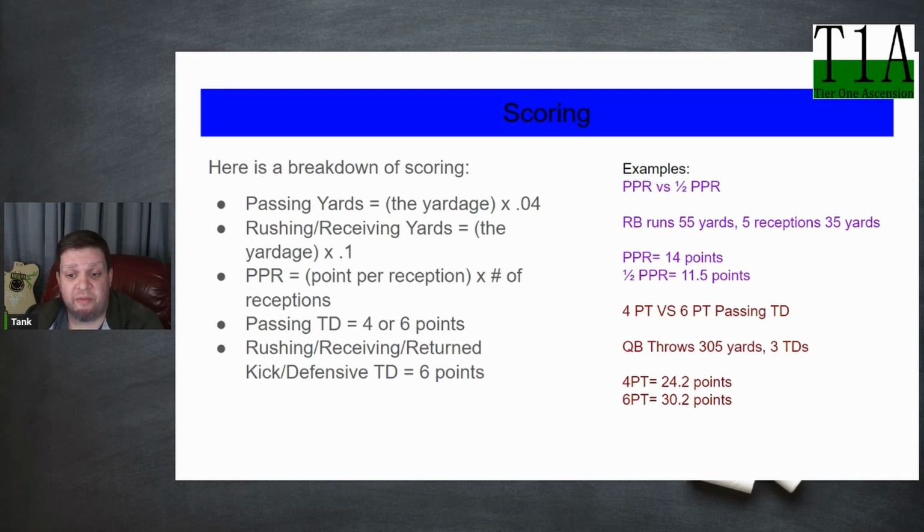A quick example of 4 point per passing touchdown and 6 point per passing touchdown. So your quarterback for the day throws for 305 yards and 3 touchdowns. For your 4 point per passing touchdown for that week, he has 24.2 points for you. And 6 point, he would have 30.2.